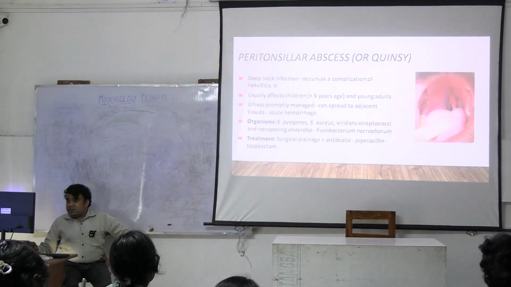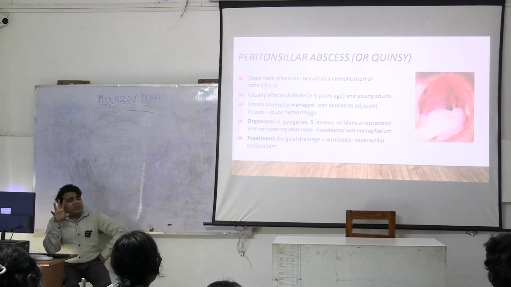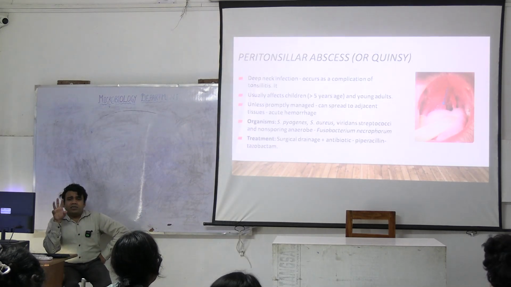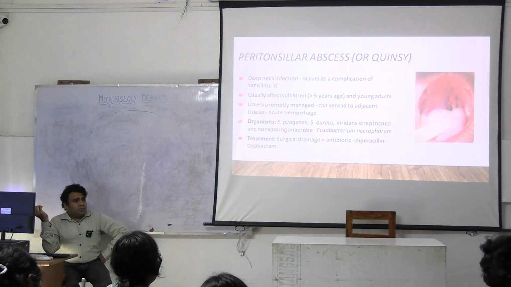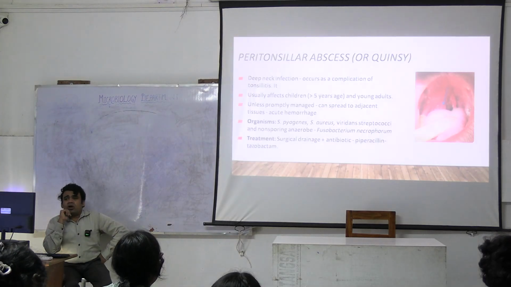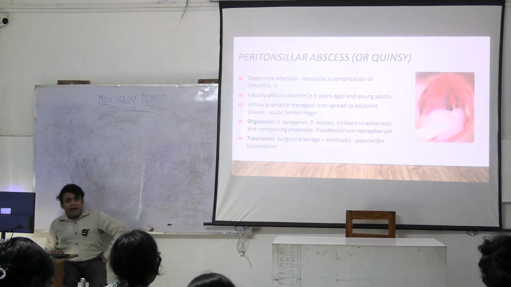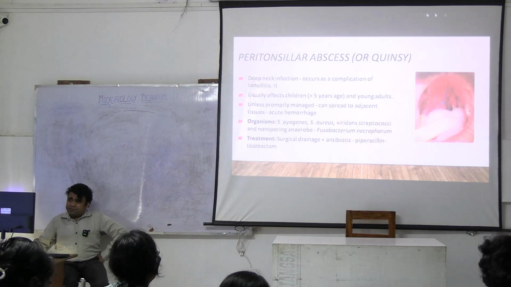Now coming to the next, peritonsillar abscess. Commonly in pharyngitis we have inflammation in the tonsillar bed. Sometimes the organism may penetrate through the mucosa into the peritonsillar space and cause an abscess over there. This is called peritonsillar abscess or quinsy. Commonly affects older children and young adults.